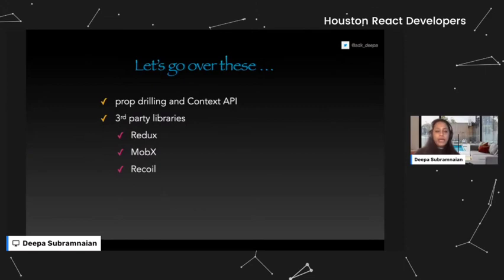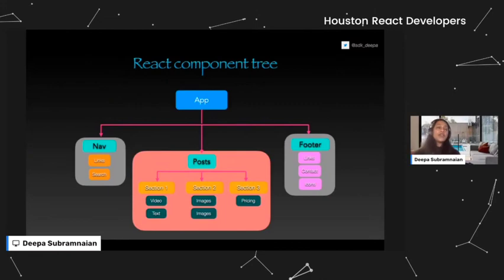Okay, we will go through these. So we'll talk about prop drilling and context API. And I've picked up 3 third-party libraries here to compare, because these are the popular ones, and Recoil being the newest one. So just to give you a visual of React component tree, here are 3 components. One is nav, post, and then footer, right? Post contains 3 other components, and so on and so forth.